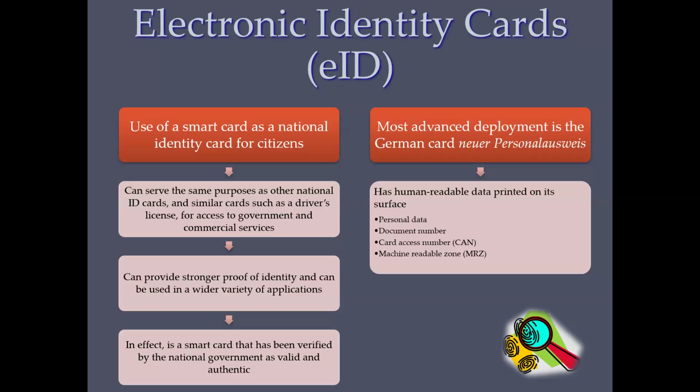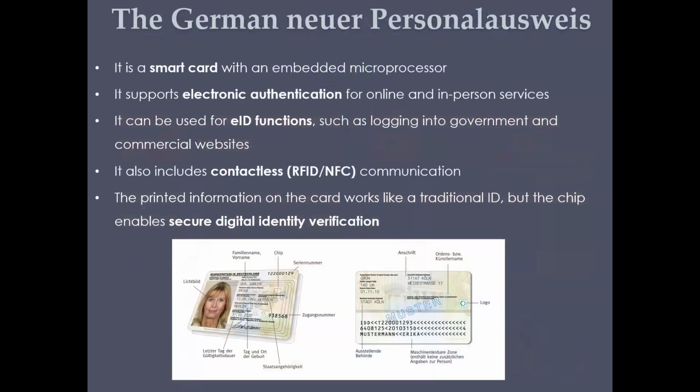So this advanced card, the German card, has human-readable data printed on the surface, and it can be used as an EID. It has personal data, a document number, a card access number, which is the CAN, and a machine readable zone, such that the card has a zone that can be read by certain devices or scanners. This is a picture referenced from Wikipedia about the German card.